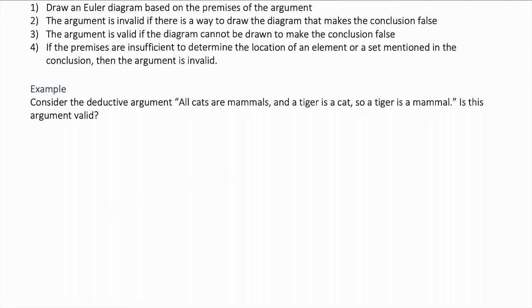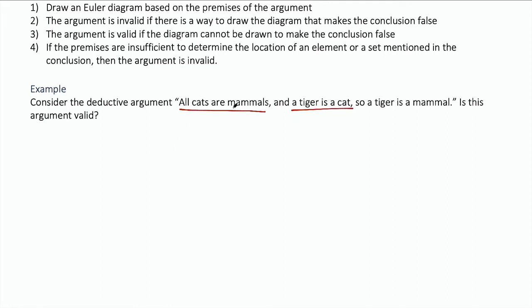So what we're going to do here is, again, start with our premises. Our premises are: all cats are mammals, and a tiger is a cat. Okay. So that's two things that we need to represent as a diagram. Now, all cats are mammals. We can think of this as two sets, cats and mammals. And so what we can do is draw circles for cats and mammals.